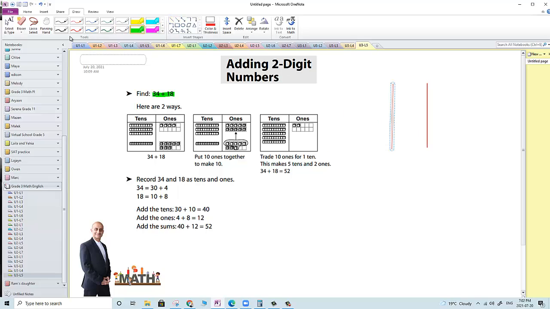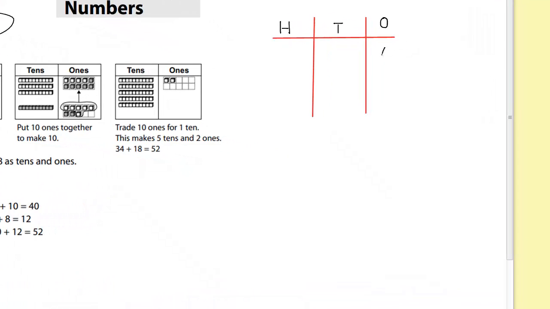Now we are mastering the place value chart. In this place value chart, there are the ones, the tens, and the hundreds. So if I have, for example, 34 plus 18, I know 34 has 4 under the ones and 3 tens. And for the 18, I have 8 under the ones and 1 ten.